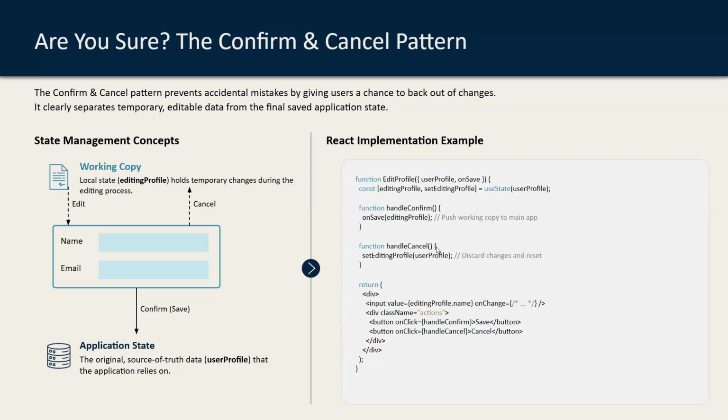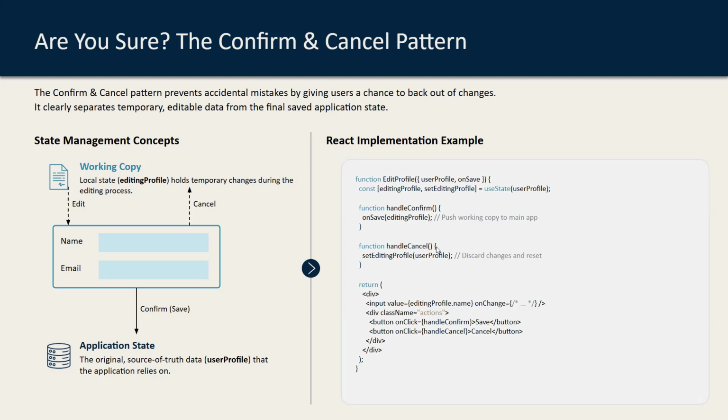Okay, there's also another useful form pattern, which would be the confirm and cancel pattern. This helps prevent accidental mistakes by giving a user a chance to review changes before those changes become permanent. It's kind of like when you want to leave an unsaved work document, and then you just get an alert like, are you sure you want to leave without saving your changes? This pattern is almost similar to that.